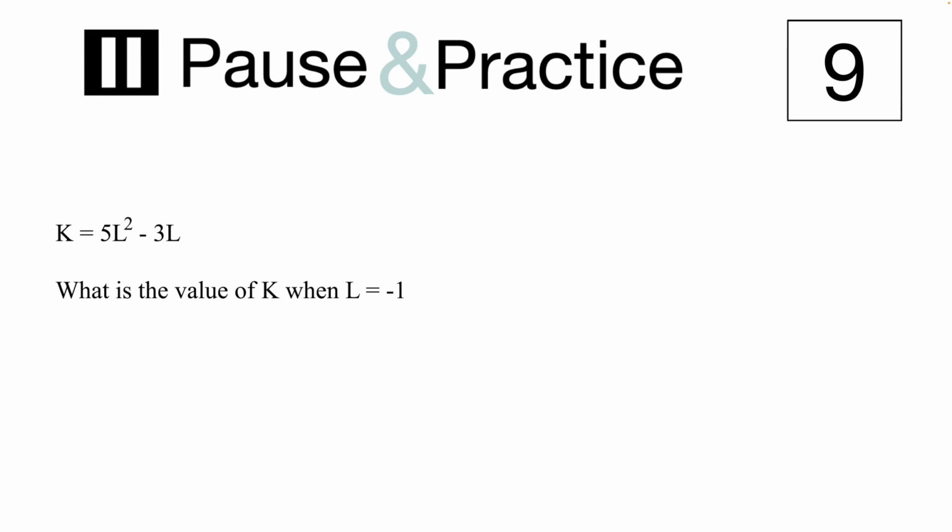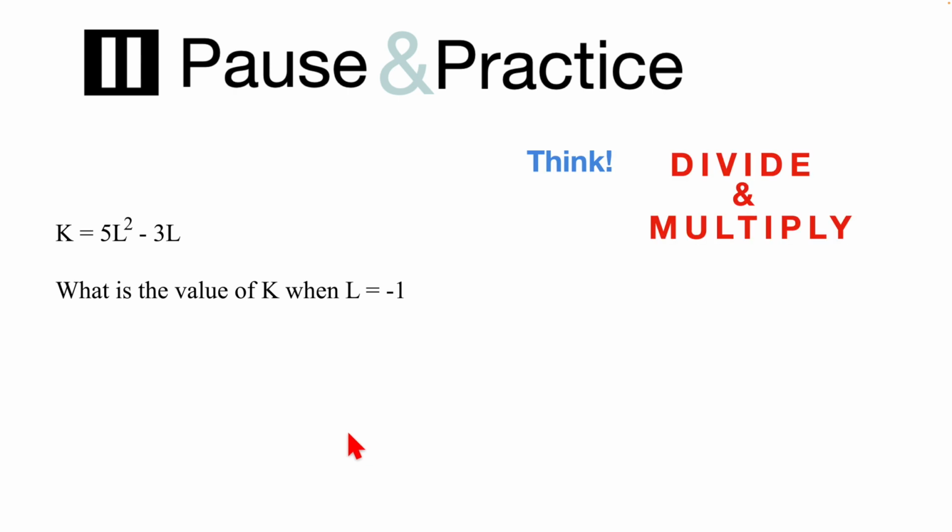Now, here's a chance to show your skills with the final pause and practice. Okay, what's the first thing to do? Think. Divide and multiply. This is a nasty one. K equals 5L squared minus 3L. I've even given you a minus number. Torture. This is the hardest question you'll get on this in this subject, I suspect. What are we going to do? Well, there's our formula. We are going to divide it.